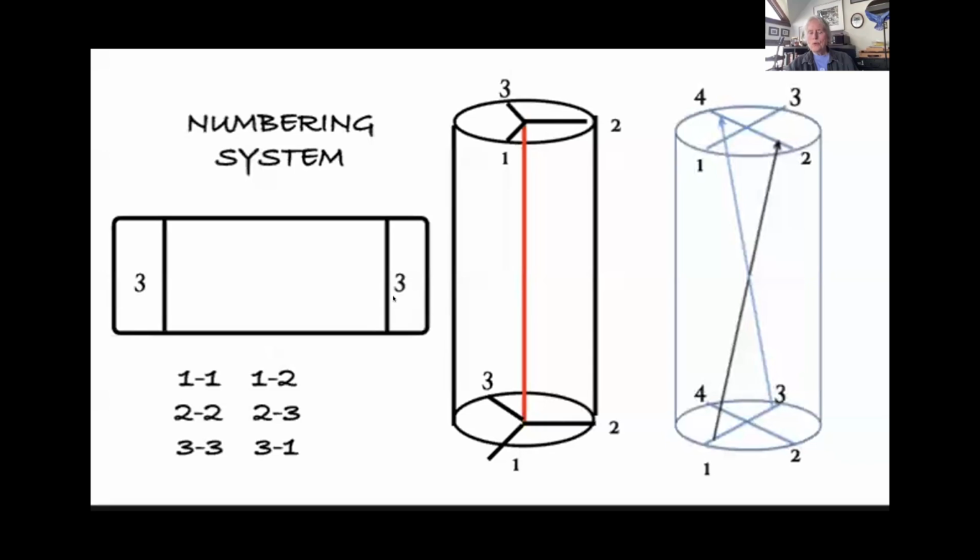And the other really important issue is a numbering system. Everybody who's tried this knows that it's very easy to get a brain cramp. So I developed a system that works for me. It's not the only system.